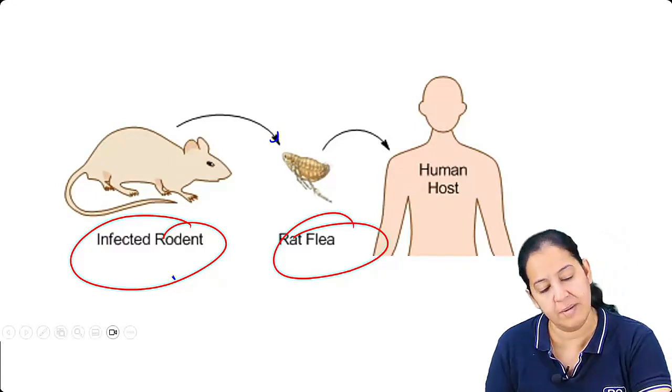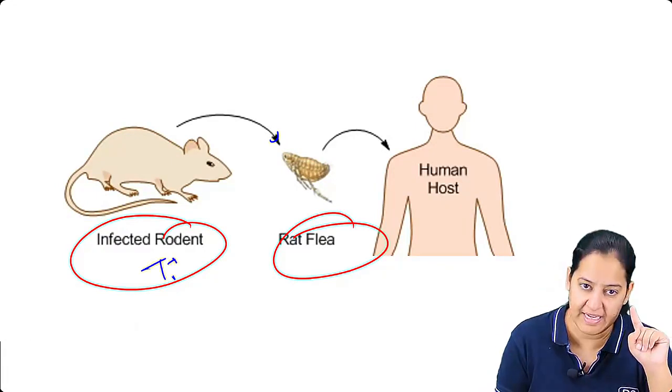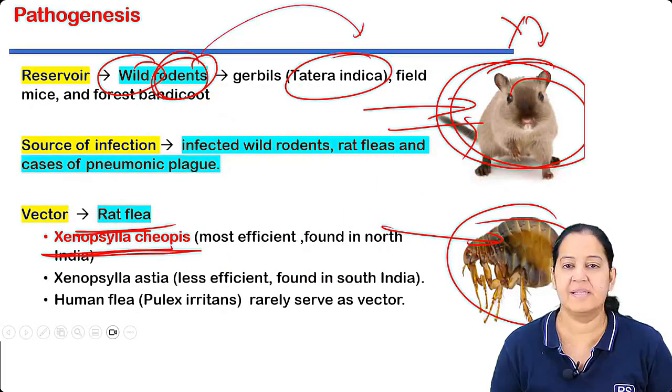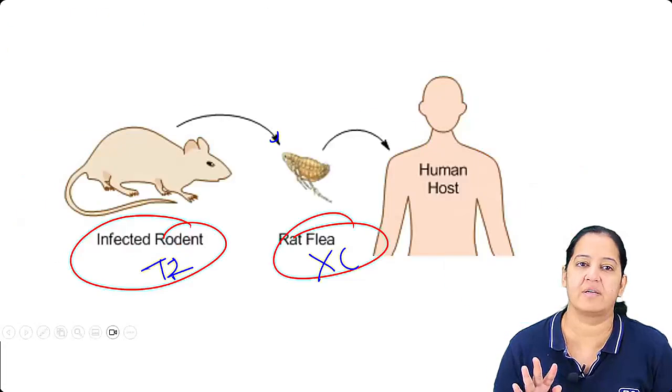Now tell me the scientific name of both: Xenopsylla cheopis and Ceratophyllus indica. So please learn that, okay? So this is the vector, and this is the cycle.